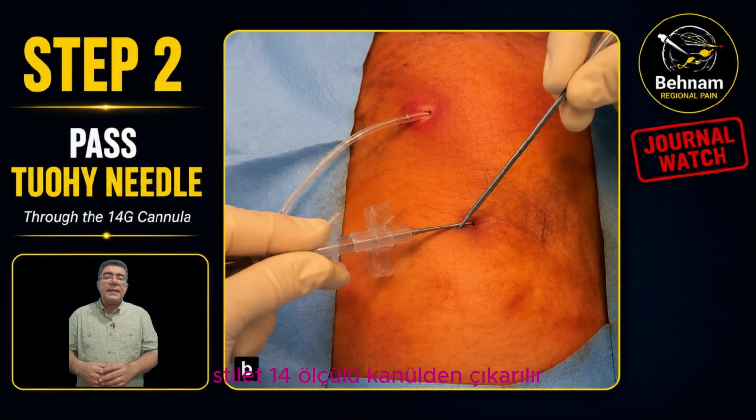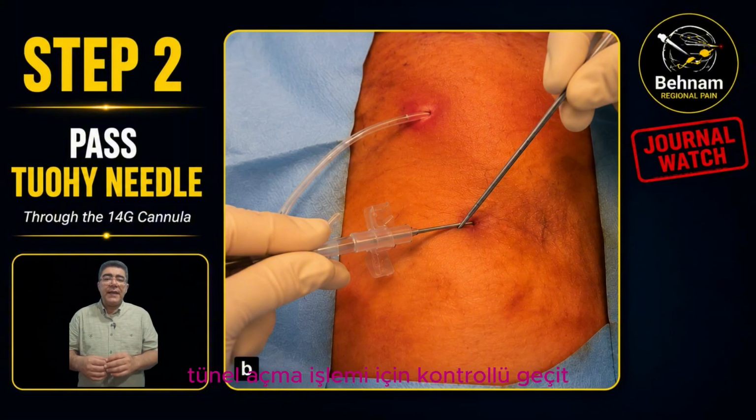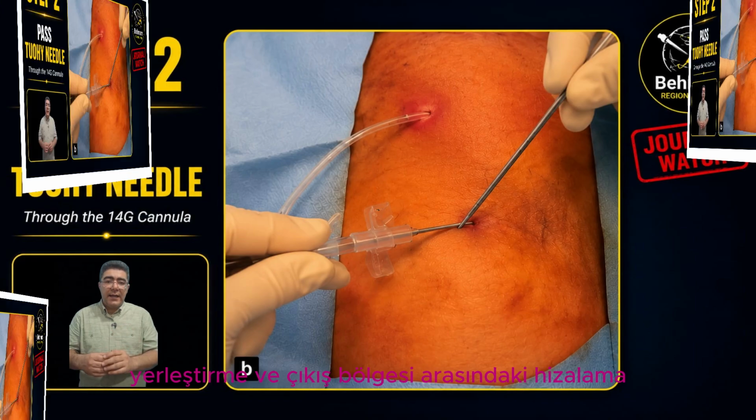In step 2, the stylet is removed from the 14-gauge cannula. The toy needle is then advanced through the cannula from the opposite end. This creates a controlled pathway for the tunneling process while maintaining alignment between the insertion and exit site.